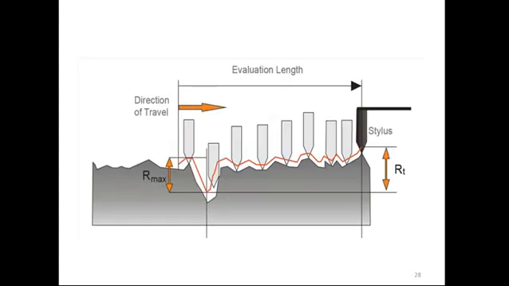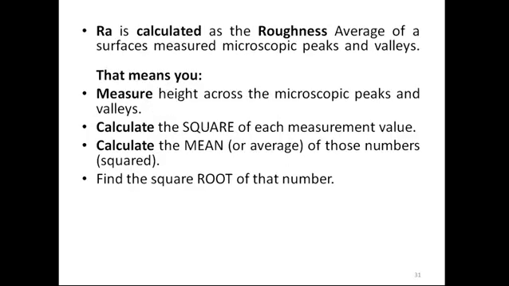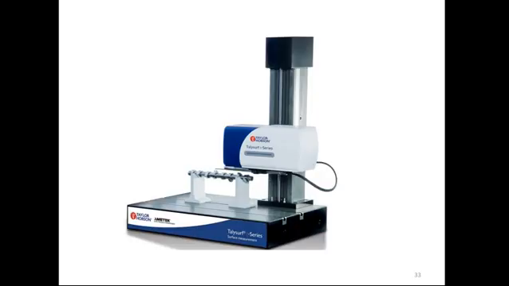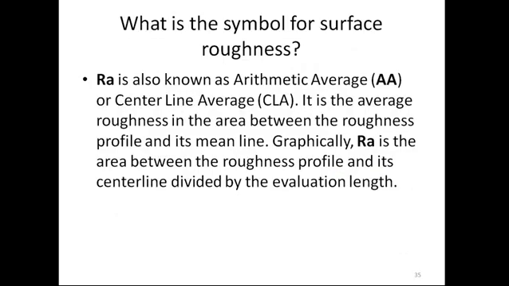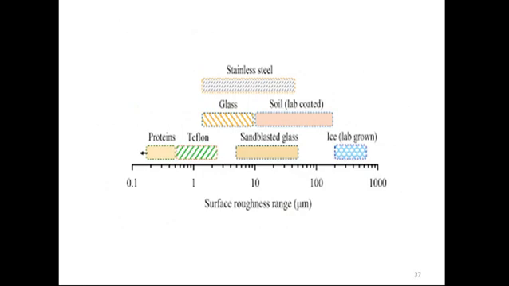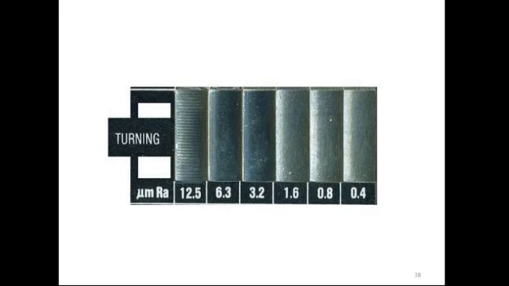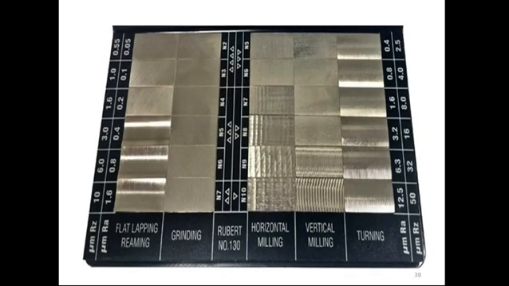then what the evaluation length is, what the unit for surface roughness Ra is, and how it is calculated. We discussed the instrument used for measuring surface roughness, like Talysurf, and how the graph is plotted. Then we saw some example materials and how a process like turning can achieve a given Ra value. We also saw operations like vertical milling, horizontal milling, turning, grinding, lapping and reaming, and how the part looks, with its Ra value and surface finish.